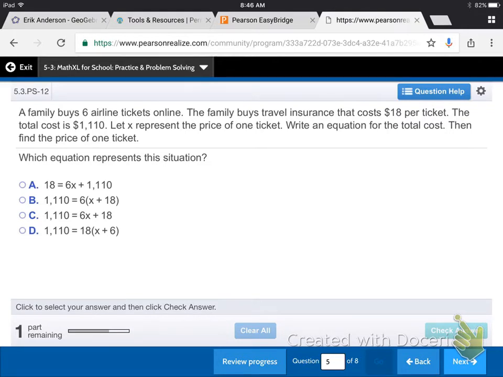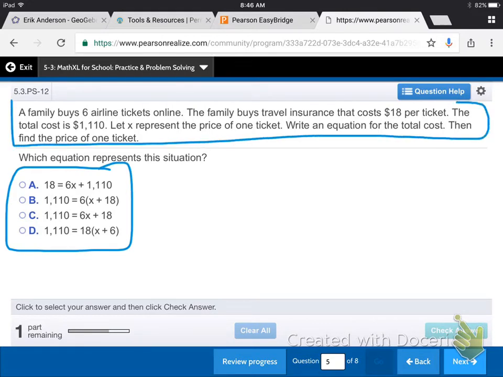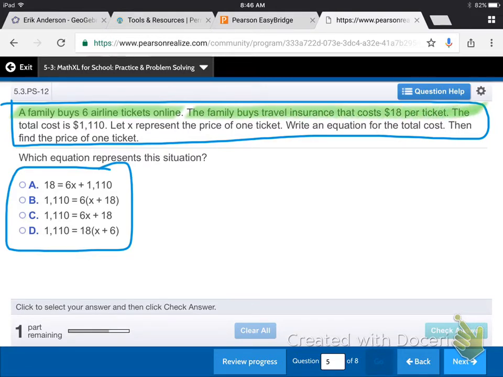This one is asking us to write the equation and solve it, so it's going to ask us first which of these equations actually represents all of these words. Okay, so we have to read through it and then try and write the equation. So it says, a family buys 6 airline tickets. The family buys travel insurance that costs $18 per ticket. The total cost is $1,110, and x is going to represent the price of one ticket.